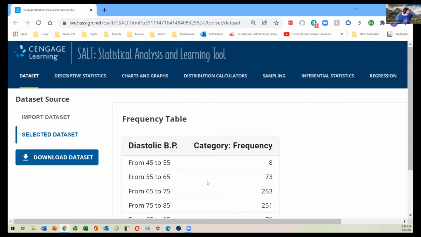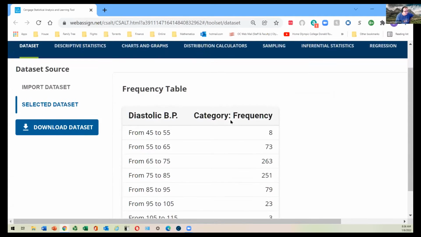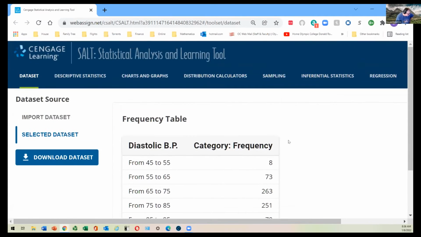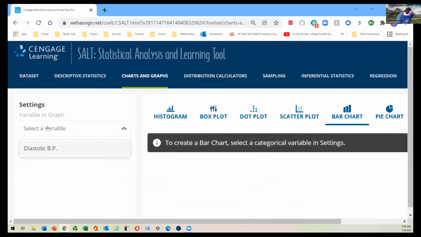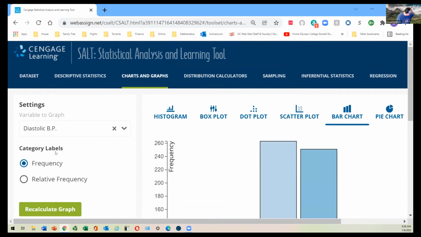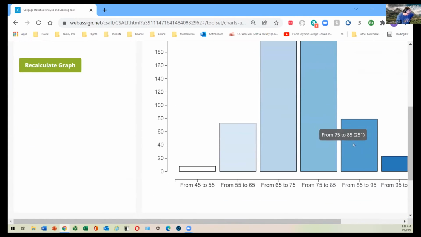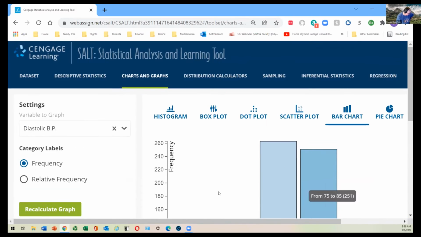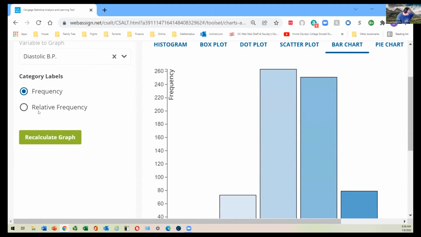And can you see that it's already got the data, right? And I want to draw, it was a histogram, wasn't it, I believe? So charts and graphs. Go over here, tell it the data. And here is the data as a frequency. There is the relative frequency. So click on that dot and recalculate.